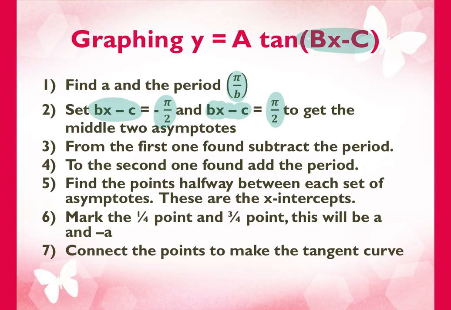From the first asymptote we found, we're going to subtract the period. Now that gets us another asymptote. And from the second one we found, we're going to add the period. And now we have 4 asymptotes, which is what you need to graph tangent. Every time we graph tangent, we're going to graph 3 periods of tangent, which means we need 4 asymptotes. Then we're going to find the point halfway between each set of asymptotes. That's the x-intercepts. We're going to eyeball the 1/4 point and the 3/4 point. That's our negative a and our positive a. And then we're going to connect the points to make the tangent curve.